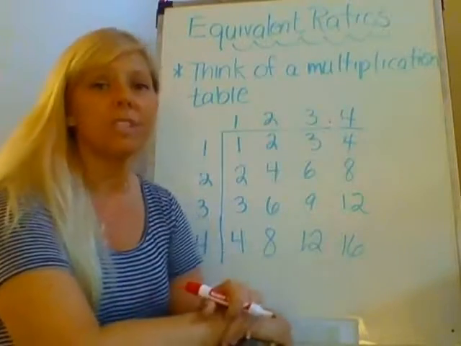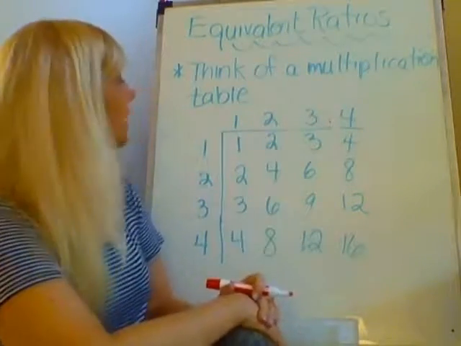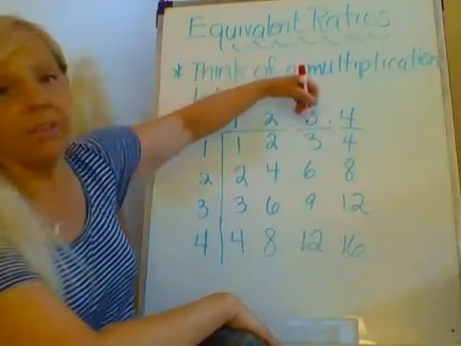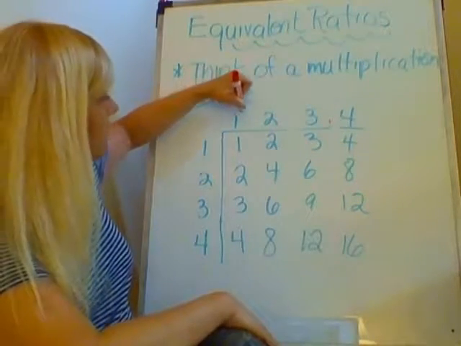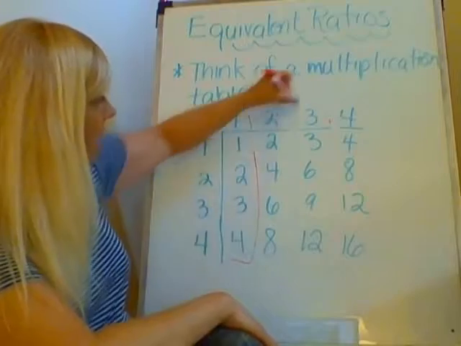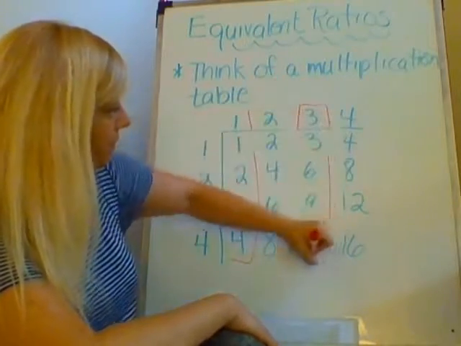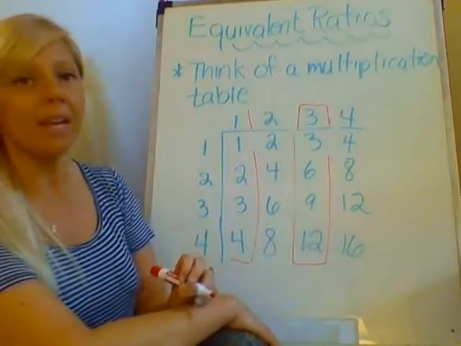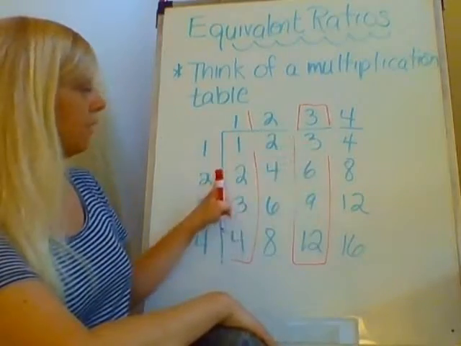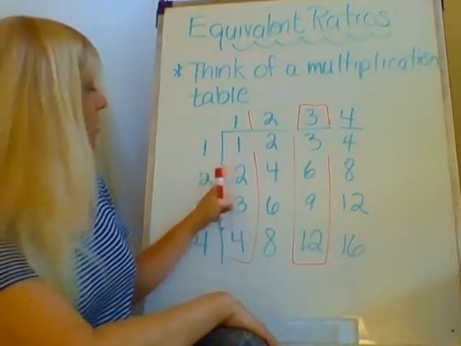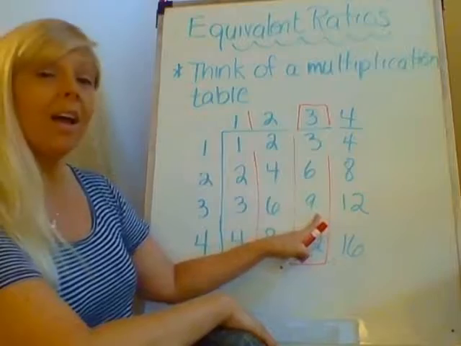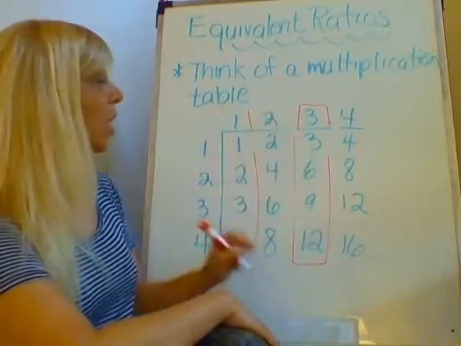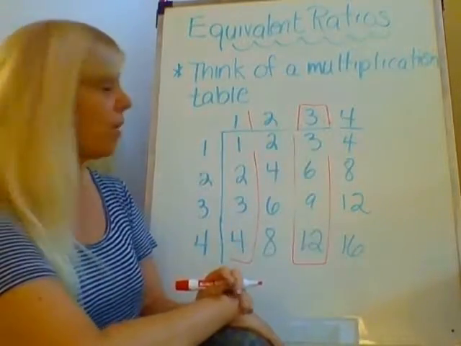I can also do numbers that are not next to each other. So let's say I do 1 to 3. So if I just look at my ones row and my threes row, it would be the same thing. 1 to 3 is equivalent to 2 to 6. And 2 to 6 is equivalent to 3 to 9 because they're in the same row and they're all going to be equivalent to 1/3.